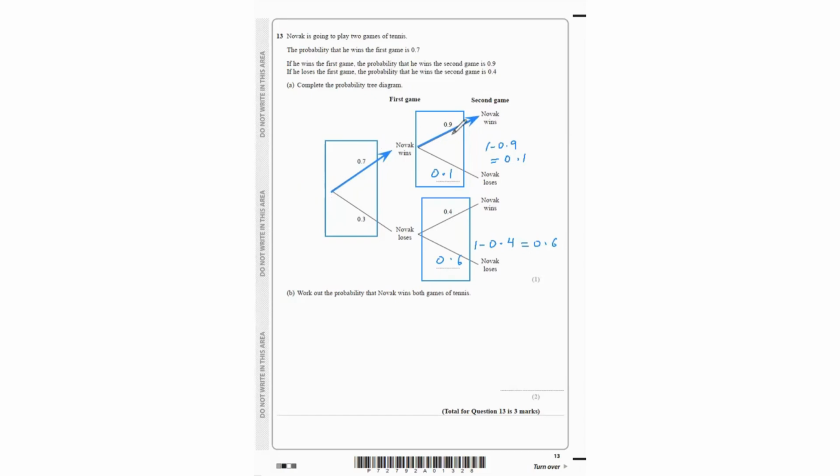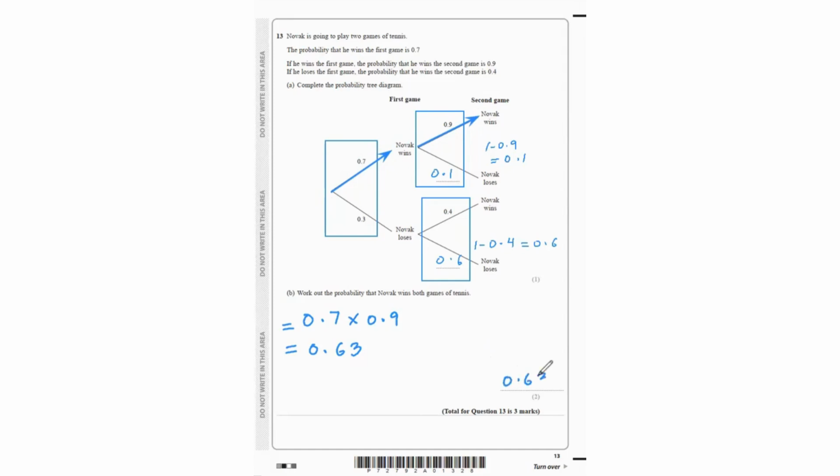When you're moving along the branches of a probability tree diagram, you multiply the probabilities. If you're moving across the branches, you add the probabilities. In this case, we're moving along the branches. We're going from this branch to this branch, which means to find the probability of him winning both games, we will multiply 0.7 with 0.9, which is going to give us 0.63.